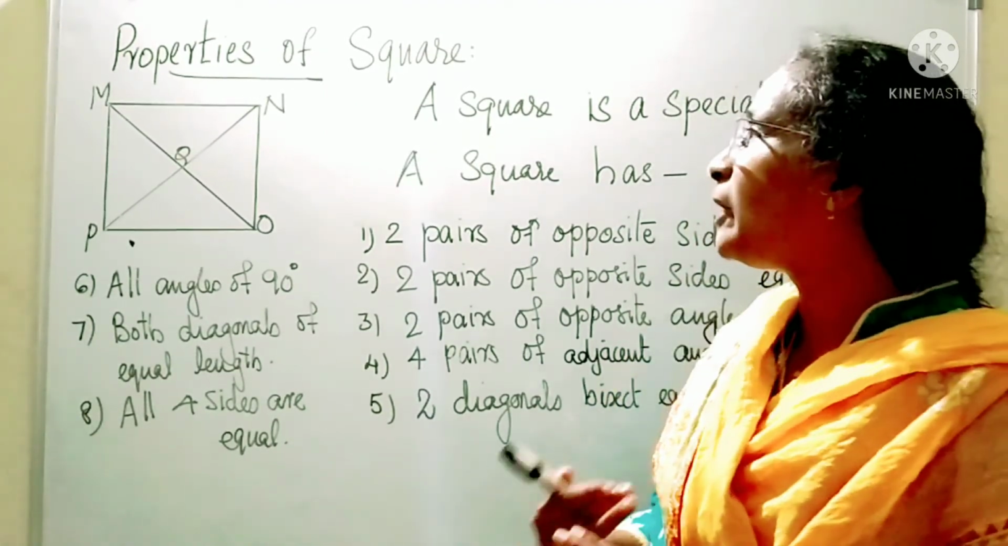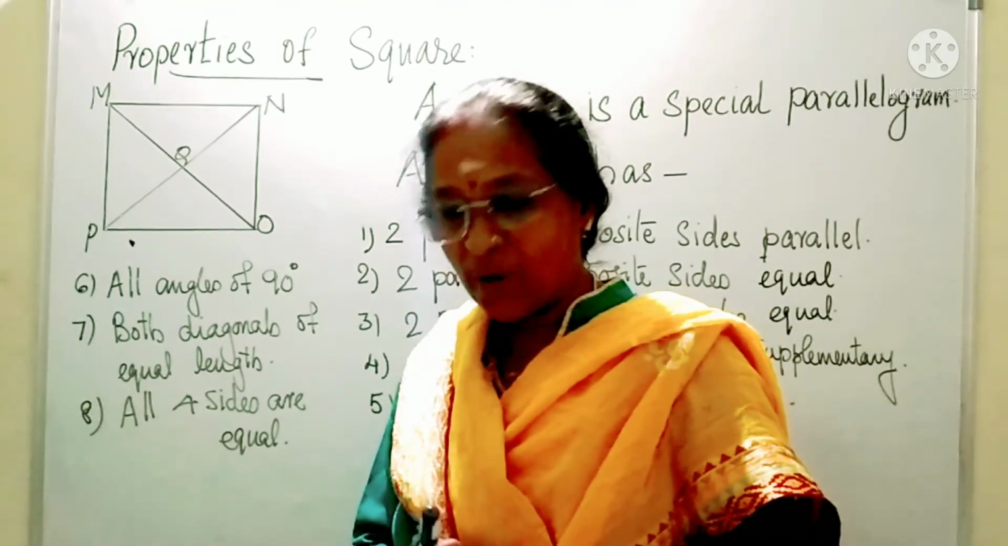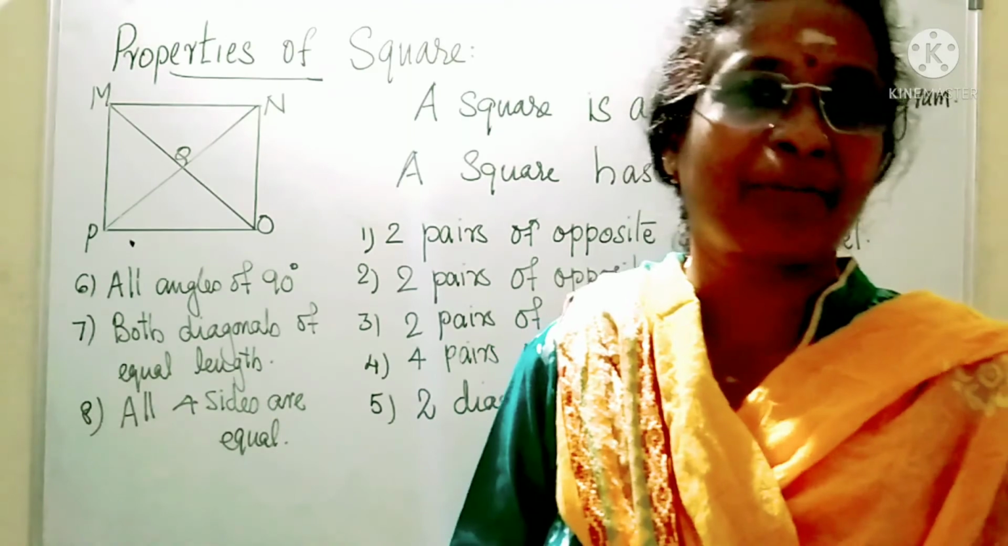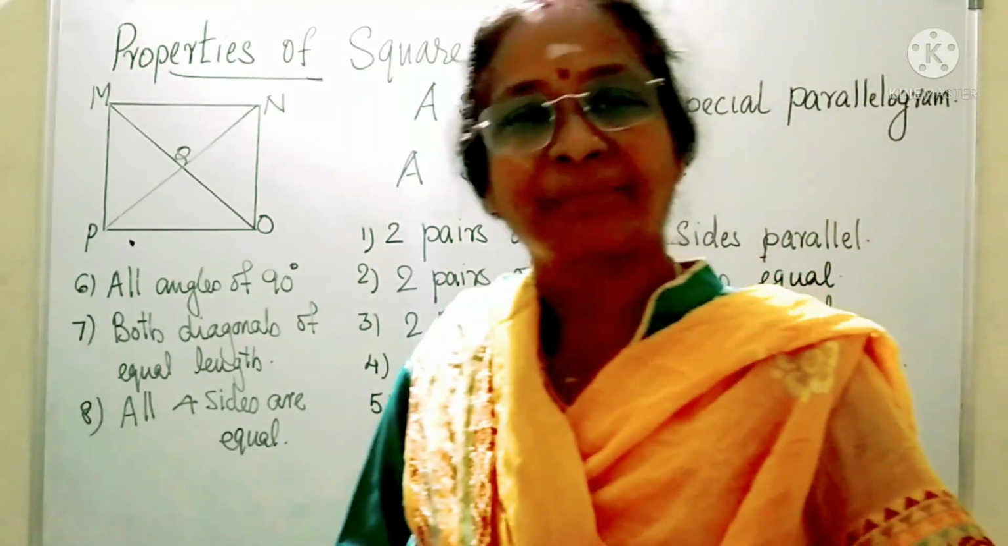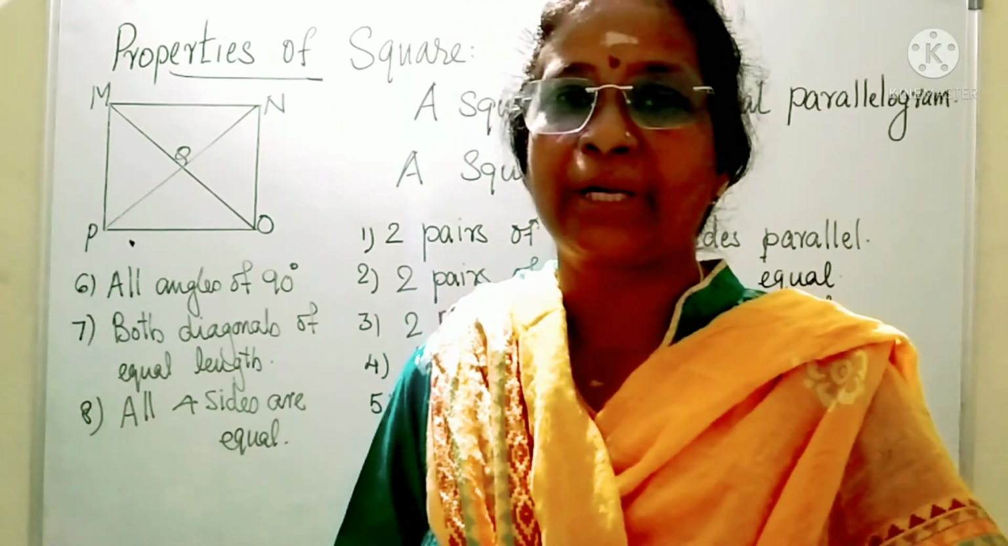So today we learned about the properties of rectangles and squares. That's all for today. In the next class we will learn a few more special quadrilaterals and their properties.